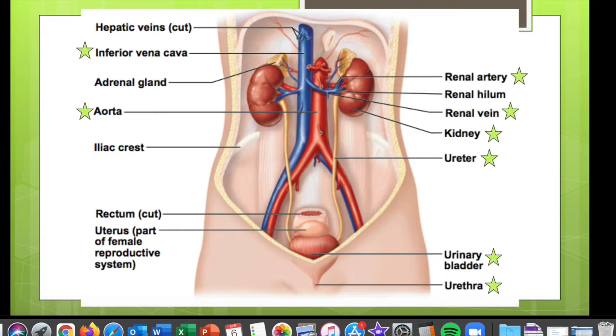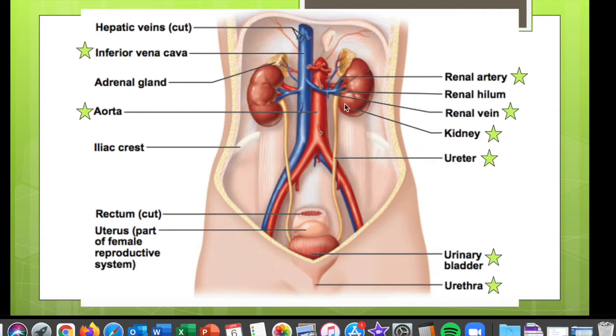On your notes, you're going to be labeling the starred parts of the system. So you can see we have the inferior vena cava. That's going to be taking filtered blood from your kidneys back up to your heart. Your aorta will be bringing blood from the heart to the kidneys. So from the aorta, you have the left renal artery and the right renal artery that bring blood into the kidneys. It'll be filtered as the blood passes through the blood vessels in your kidneys. And then that filtered blood is going to leave your kidneys in your renal vein. Those join with the inferior vena cava to take that filtered blood back to your heart.